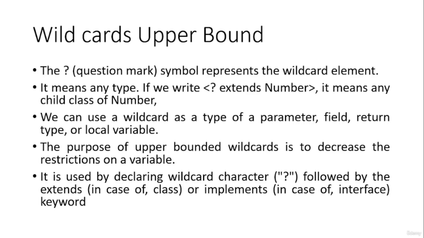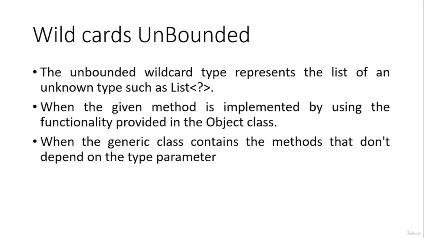Now let us discuss unbounded wildcards. Unbounded wildcards are used when we are not sure about the type. If we don't know about the type, then we can use the unbounded wildcards. The unbounded wildcard symbol is the question mark symbol, which will be there in the middle. It is used when we use the functionality of the Object class, and also when the generic method doesn't depend upon the type parameter. At that time also we can use unbounded wildcards.